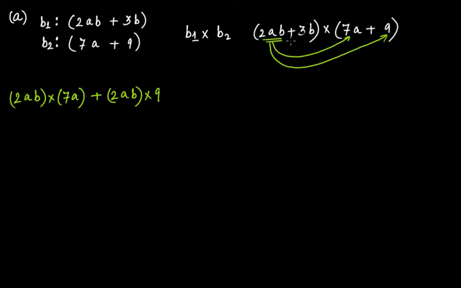Now this plus sign here. Now take the second term of the first binomial and multiply it with the first term of the second binomial. So this is 3b multiplied by 7a. Then again take the second term of the first binomial and multiply it with the second term of the second binomial. So here, this is a plus sign, so write plus here, and this is 3b multiplied by 9.